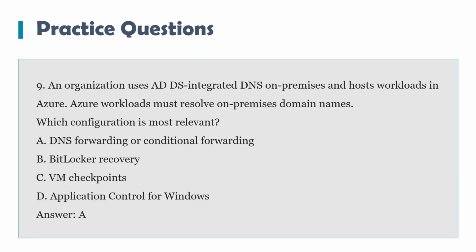9. An organization uses ADDS-integrated DNS on premises and hosts workloads in Azure. Azure workloads must resolve on-premises domain names. Which configuration is most relevant? A. DNS forwarding or conditional forwarding. B. BitLocker recovery. C. VM checkpoints. D. Application Control for Windows. Answer: A.